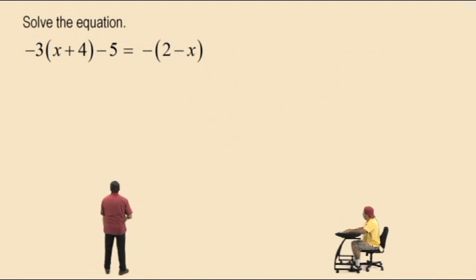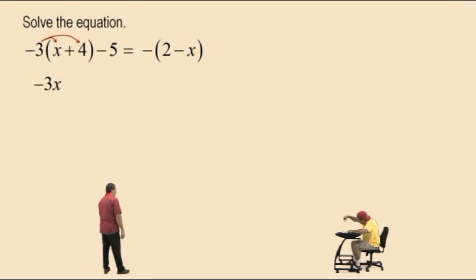Negative 3 times the quantity x plus 4, subtract 5, equals a negative 1. Remember, that's a negative 1 times the quantity 2 subtract x. All right, Charlie, so first we're going to get rid of our parentheses by using what property? Distributive property. That's right. So up here, negative 3 times x is what? Negative 3x. That's right. What's negative 3 times a positive 4? Negative 12. That's right. Bring down your negative 5.